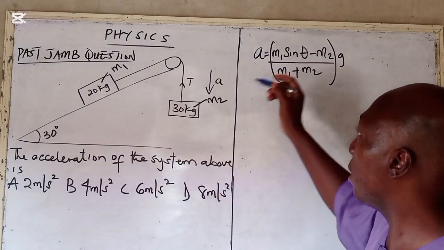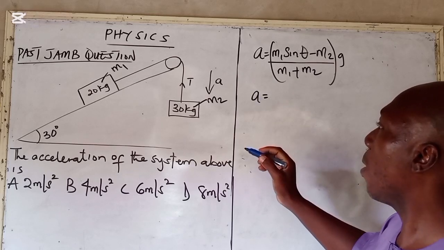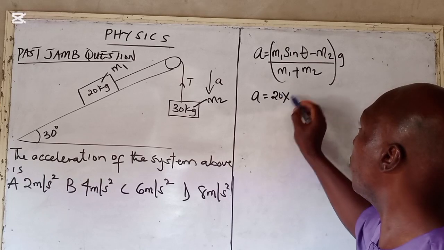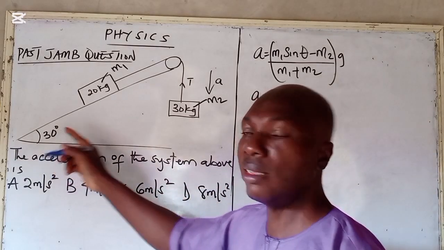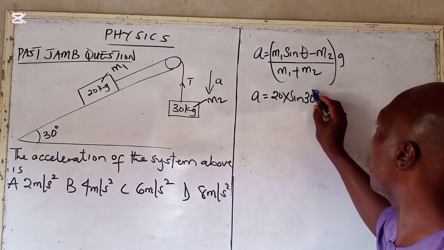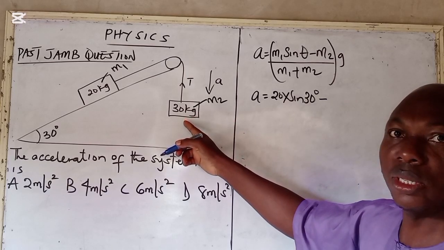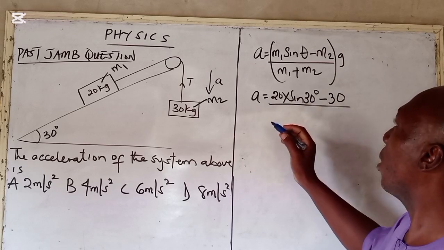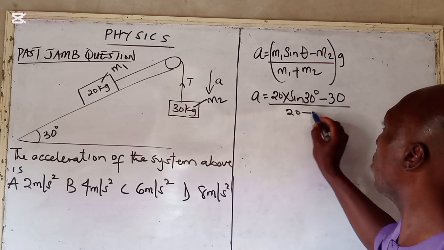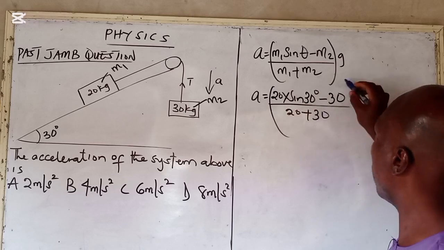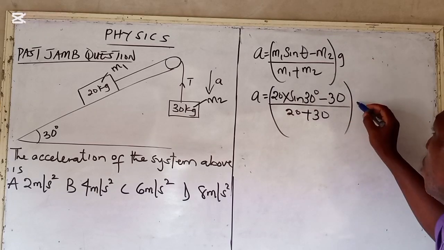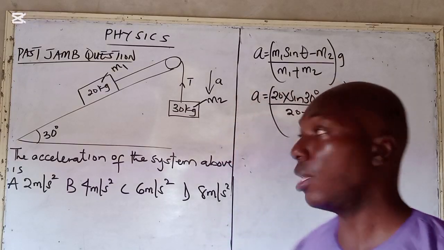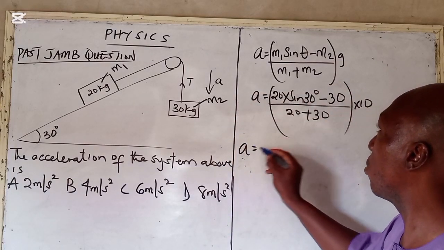So the acceleration will now be given as our m1 is 20 kilograms. We say 20 times sine. Our angle is 30 degrees. Our m2 is 30. We say 30 over. Our m1 is 20 plus 30. Our acceleration due to gravity, g, is always 10. So g is 10. So we have acceleration.